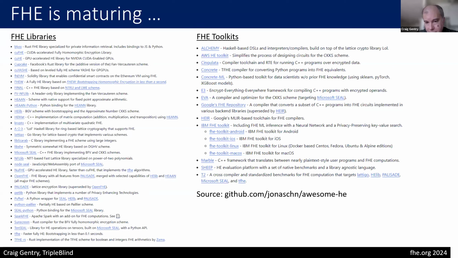I just took this from the awesome HE. So here you have all the libraries. Some of them are more notable than others, but there are a lot of great implementations. There are great toolkits if you want to convert your code into a circuit suitable for FHE evaluation and so forth. There's all sorts of tooling for this.